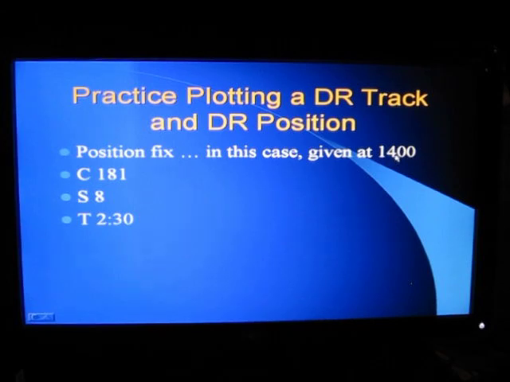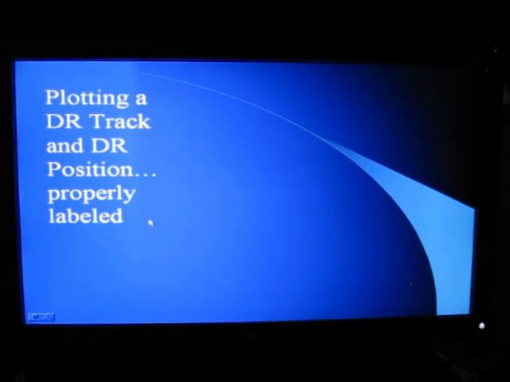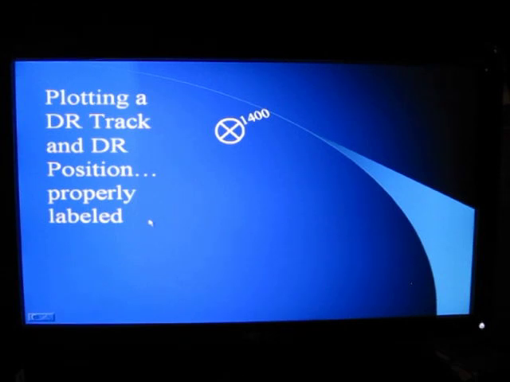This position fix, I'm going to give it to you at 1400. We're going to be on course of 181, speed of 8 knots for a time of 2 hours and 30 minutes. All right, let's plot the track and position and properly label it. Here is our position. I'm giving it to you at 1400. We're going to lay out our track, our course of 181, our speed of 8 knots.